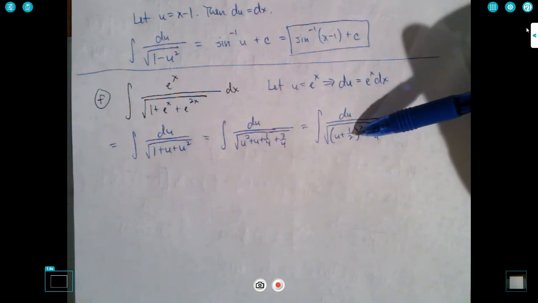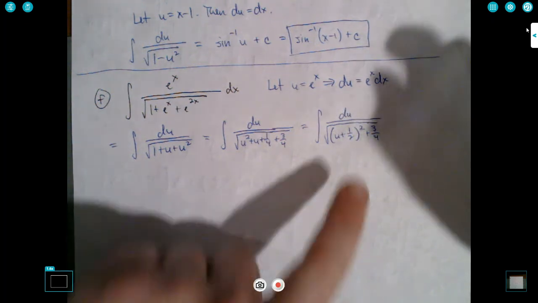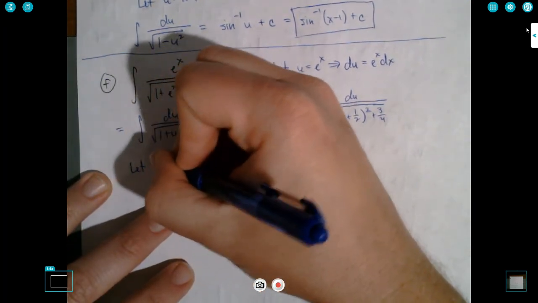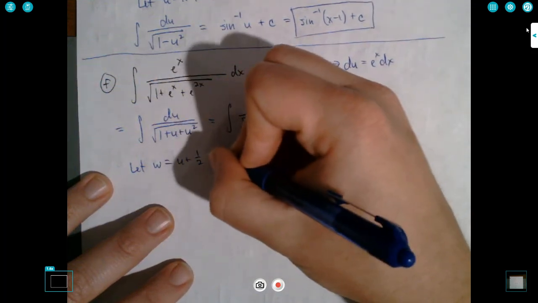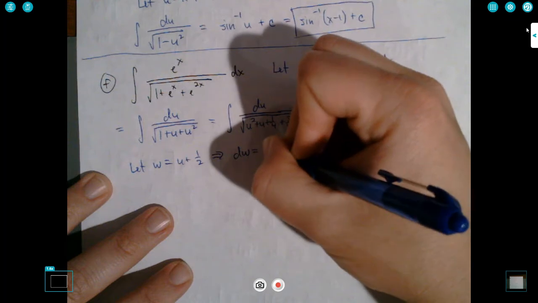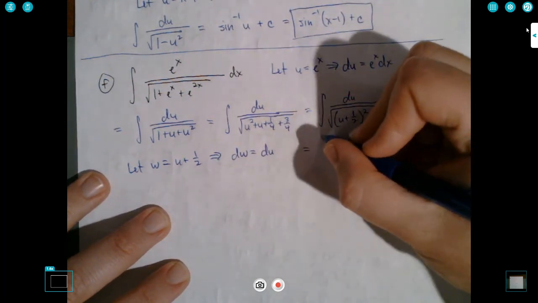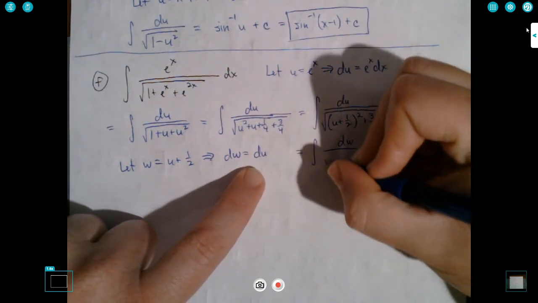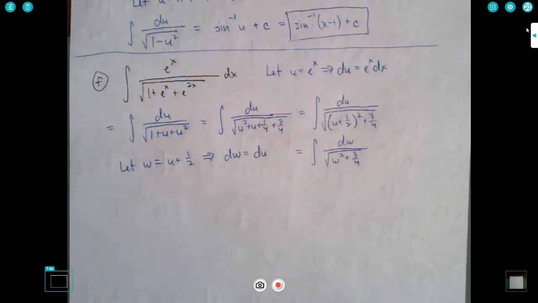The only thing I'm nervous about is when I do the back substitutions, it might get a little tricky. So you know what I'm going to do? I'm going to do another substitution. It'll just make it easier later. Let w be u plus 1/2. Then dw is du, and this thing will equal the integral of dw over the square root of w squared plus 3/4.